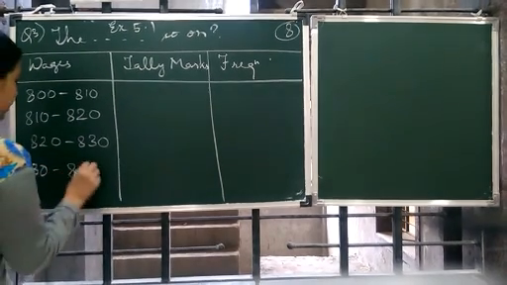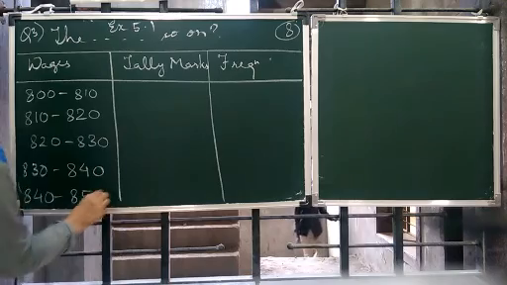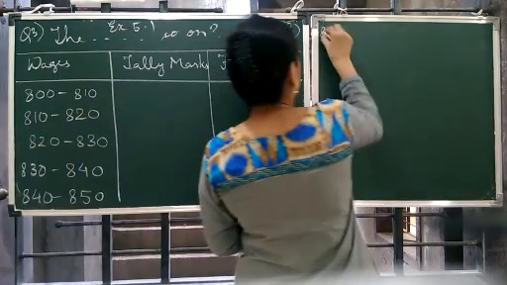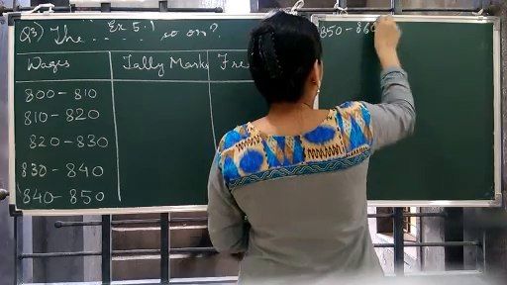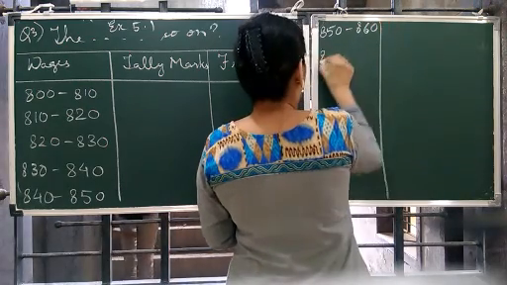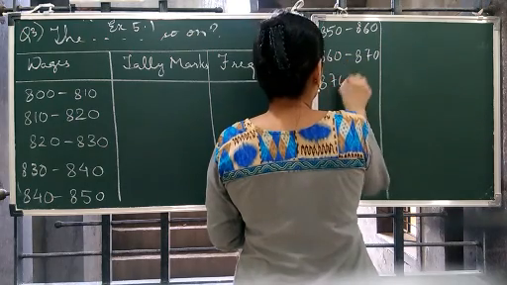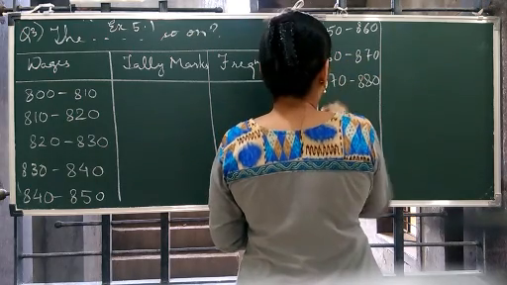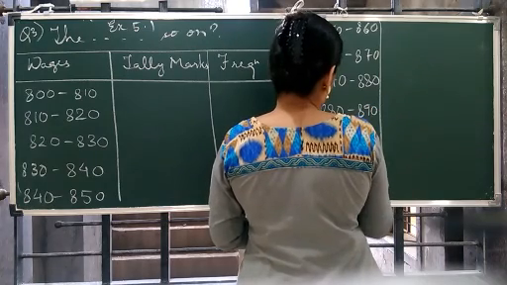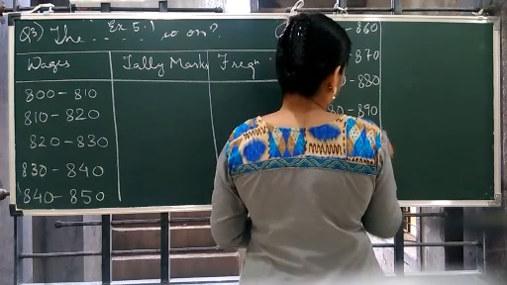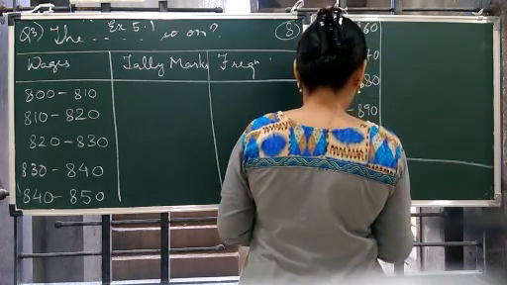830 to 840, 840 to 850, 850 to 860, 860 to 870, 870 to 880, 880 to 890, 890 to 900, and then comes the total.